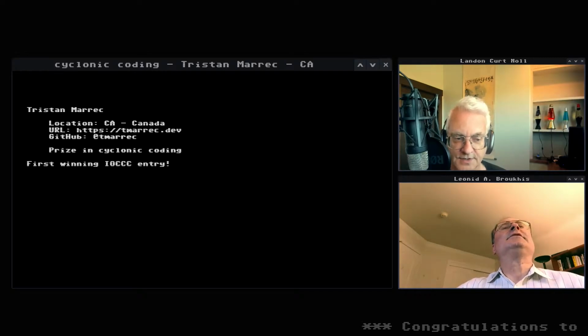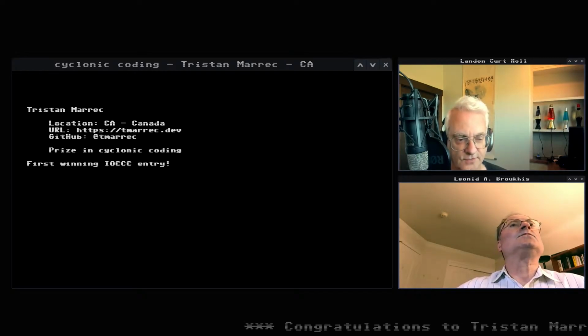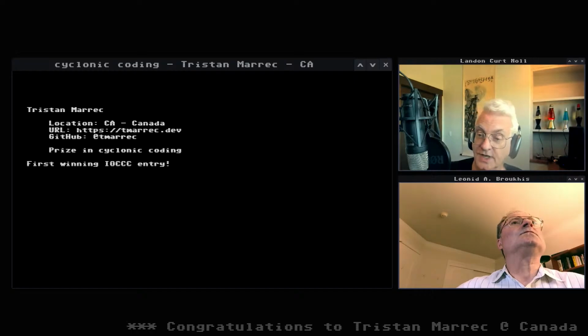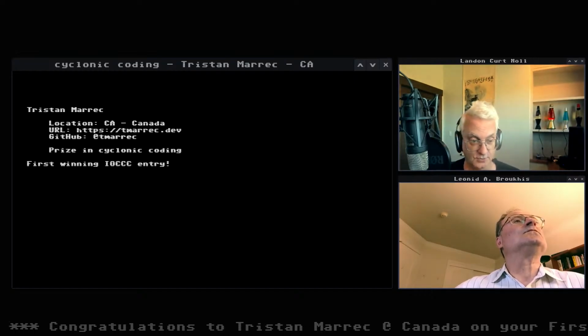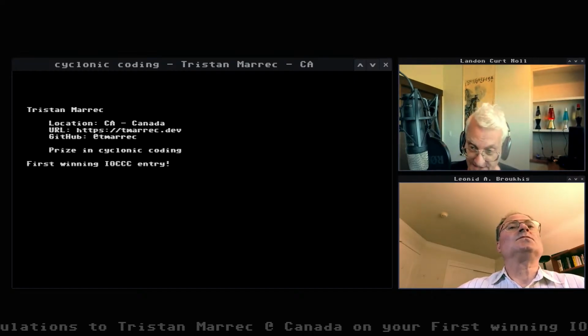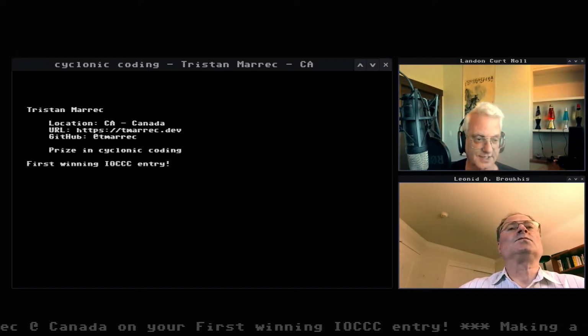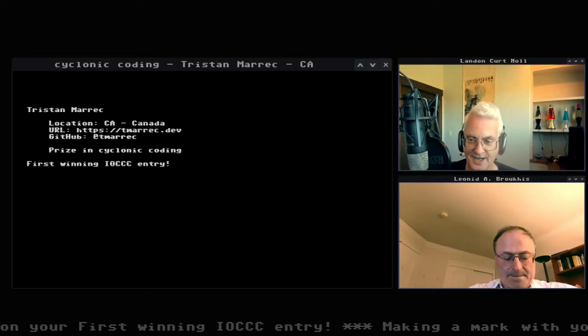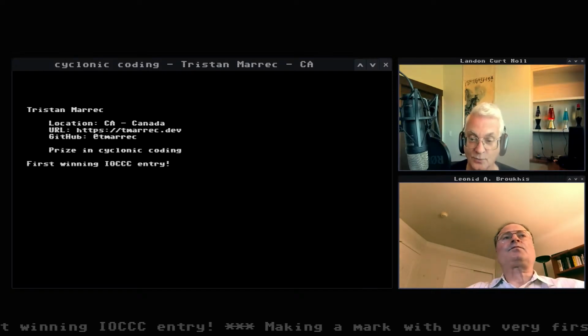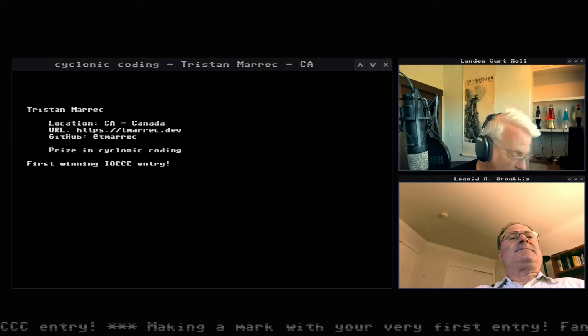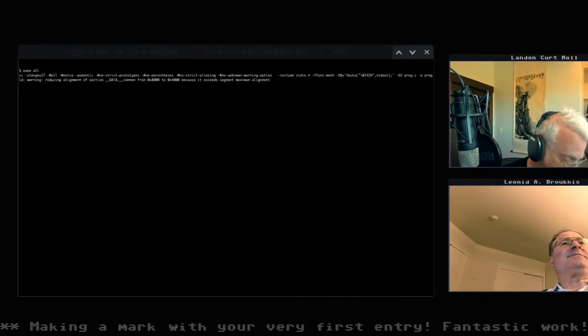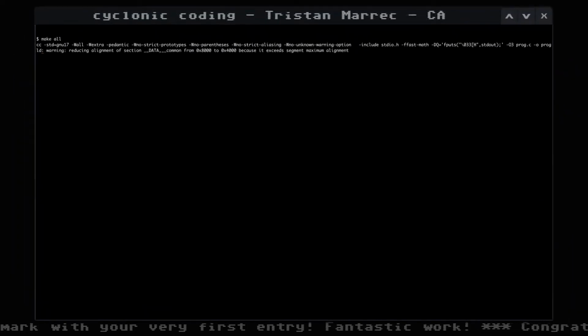Well done, Tristan. This is Tristan's first IOCCC winning entry, and we look forward perhaps to future ones for this cyclonic coding of a piece of very impressive code. This amazed me when I realized what was going on. You say, well, what goes on? Well, let's look at how you compile Tristan's piece of code.